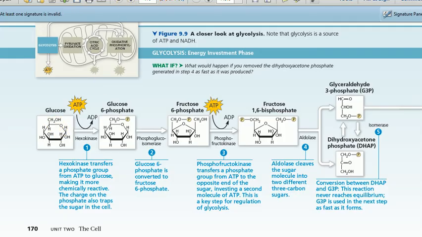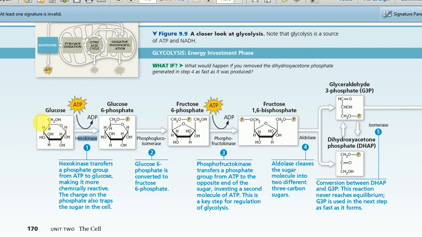This is the diagram which can show you how glycolysis occurs, and the mechanism of everything we explained in the previous explanations can be seen here. So as you can see, glucose in presence of ATP is phosphorylated in the presence of the enzyme hexokinase.